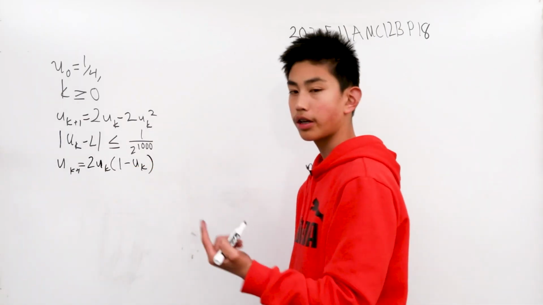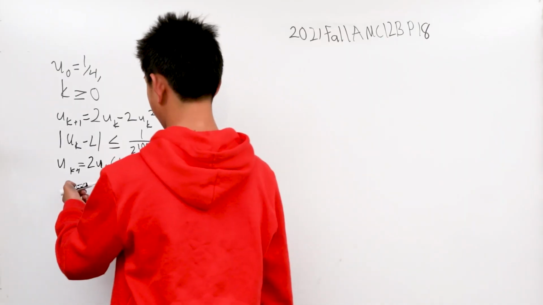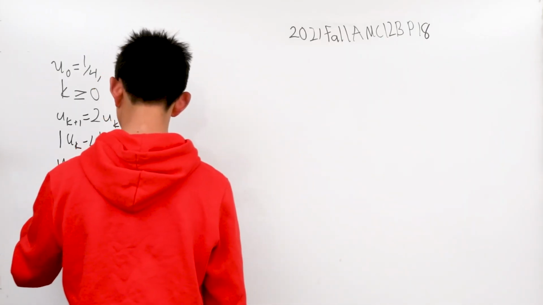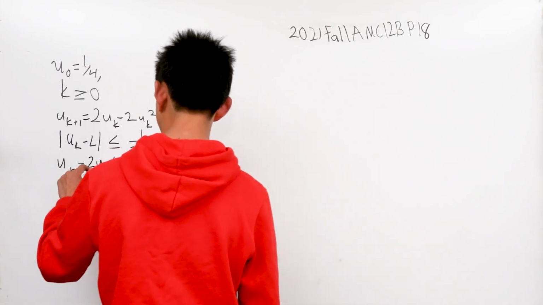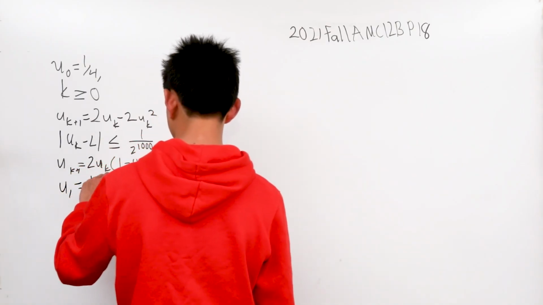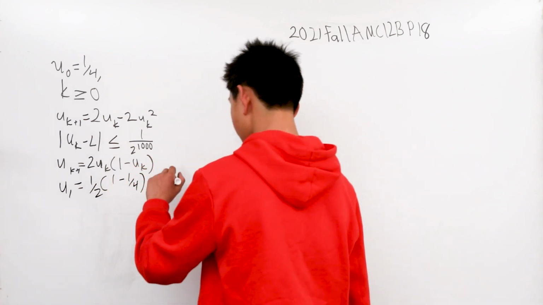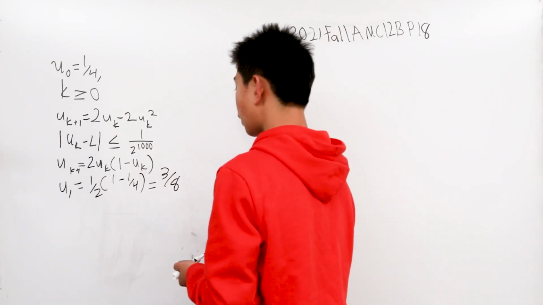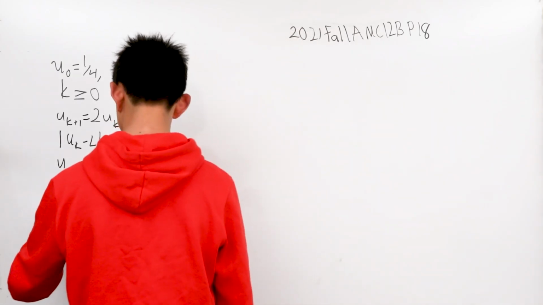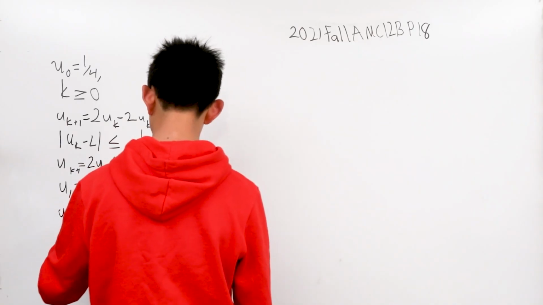We can then plug in the value that the problem gives us, where k is equal to 0, so u sub 1, since you're adding the 1, is equal to 1/4 times 2, which is 1/2, times 1 minus 1/4. And this is 3/8. Doing this again, u sub 2 will result in 15 over 32.